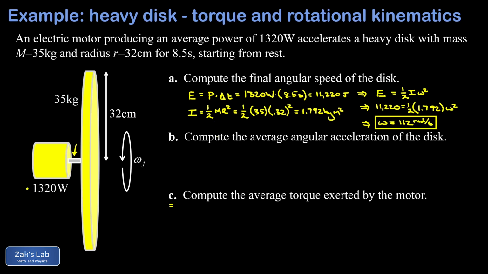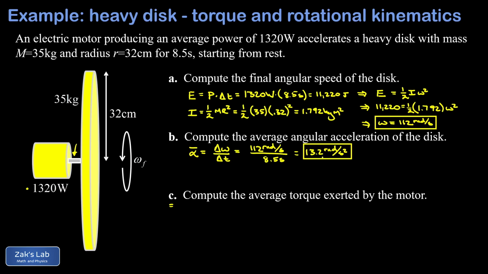Now in part B, we want to compute the average angular acceleration of the disk. So we're just averaging over the total motion here and saying that our average angular acceleration should be given by the change in angular velocity divided by the change in time. So we started from rest, and our change in angular velocity is just the result we got from part A. We went from 0 to 112 radians per second, and this took 8.5 seconds to accomplish. So we end up with 13.2 radians per second squared for our average angular acceleration. And a more intuitive way to say that is 13.2 radians per second per second.